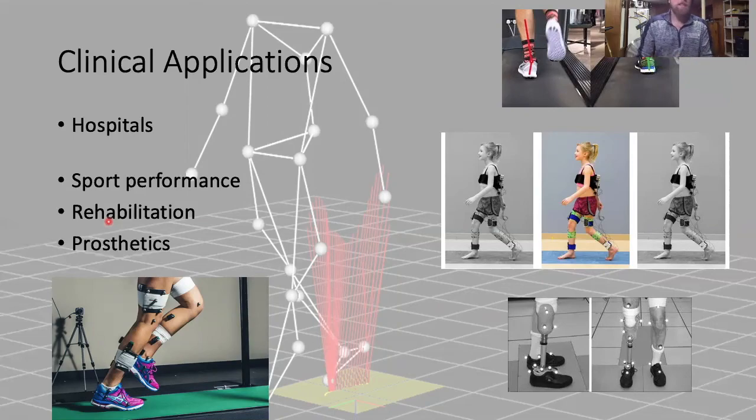So if you have an ACL surgery, or you've got a sprained ankle or something like that, that's going to affect your gait and cause you to develop compensations in your gait that you want to try and work through in rehab so that your gait gets back to normal and you become more efficient.